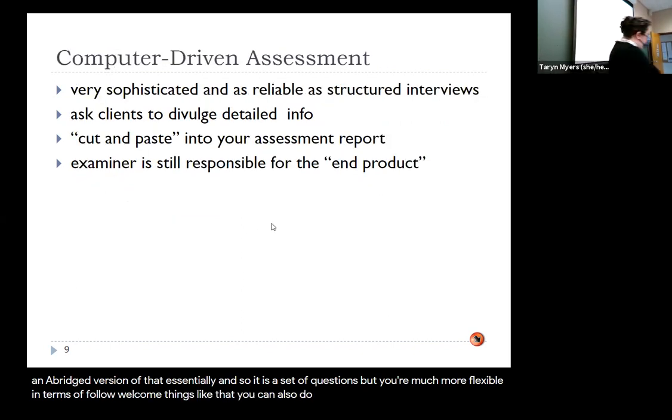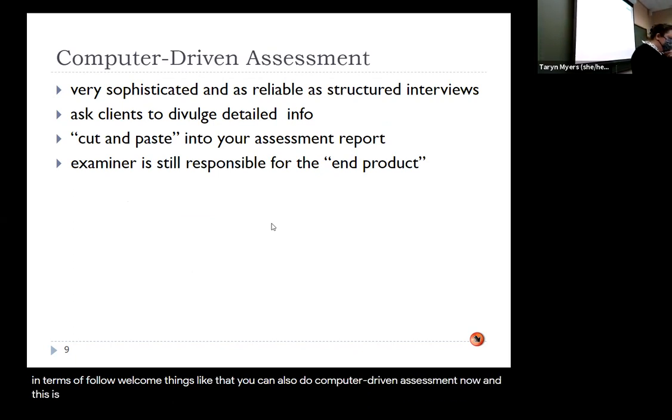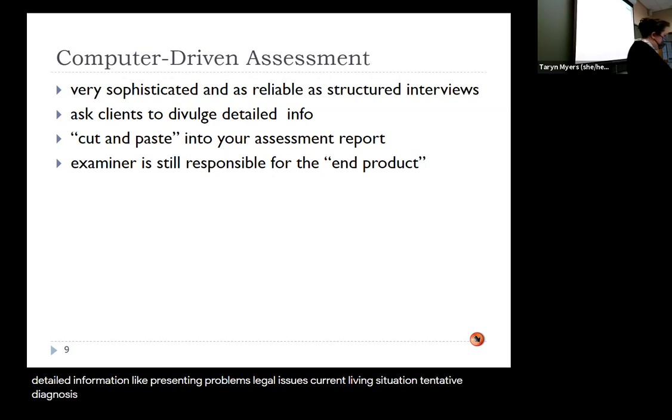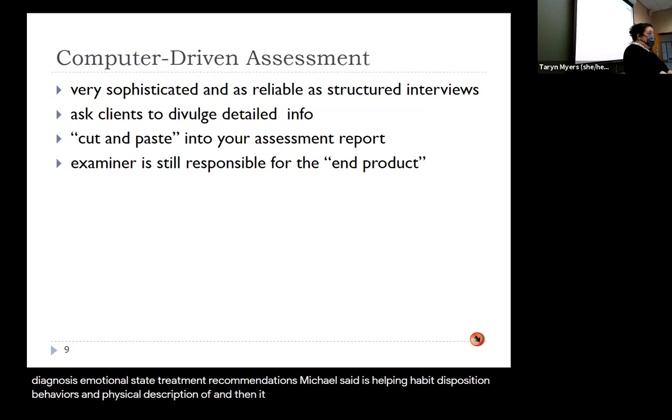You can also do computer-driven assessment now, and this has become very sophisticated and as reliable as structured interviews. They ask clients to divulge detailed information like presenting problems, legal issues, current living situation, tentative diagnosis, emotional state, treatment recommendations, mental status, health and habits, disposition, behaviors, and physical description. And then it will actually spit out reports for you, and you can just cut and paste some of that into your report.